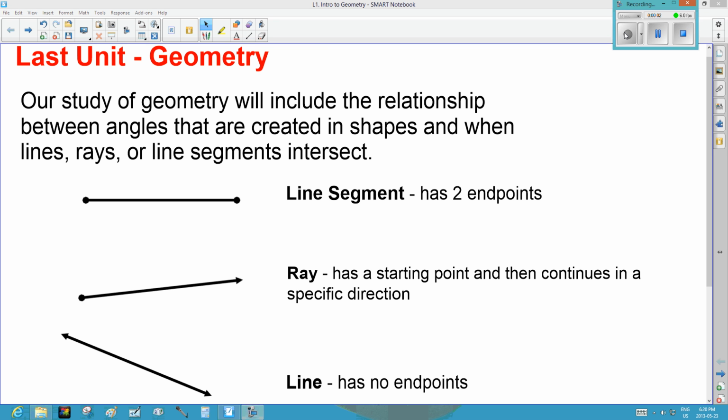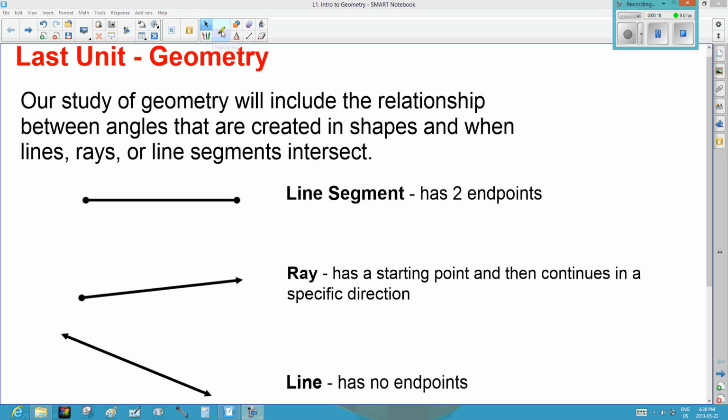Welcome to our last unit of the year, and it is geometry. So in this unit, we will be looking at the relationships between angles and the relationships between lines, rays, and line segments and how they intersect.